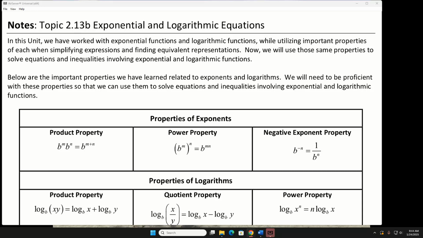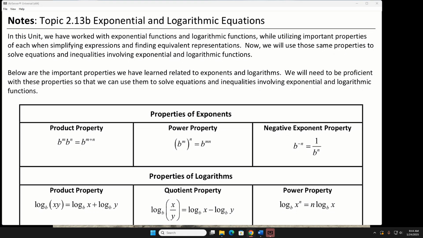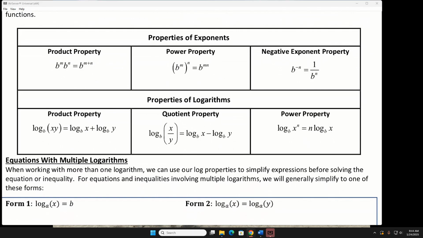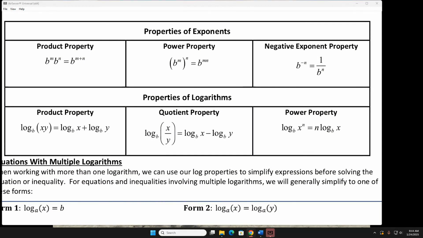All right, so yesterday when we solved these exponential and logarithmic equations, it was just one logarithm or one exponential expression, and today we're going to have multiple. And so we're going to have to use these properties. So the properties of exponents that I think you guys are pretty good at, that you've known for a while, and you're getting really good at this one, that a negative exponent just means a fraction.